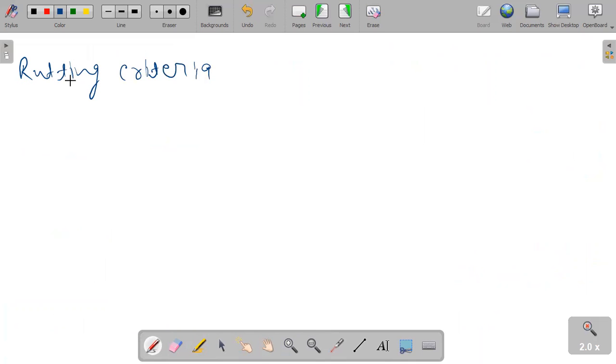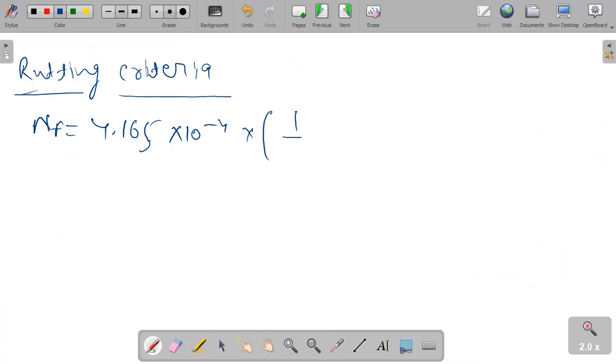Rutting criteria. For this we also have a formula, which is 4.1656 into 10 to the power minus 8... into 1 by the vertical strain, to the power 4.5337. Obviously here again NF is the number of cumulative standard axles to produce 20% cracked surface area, so NF is the same, no need to write this.